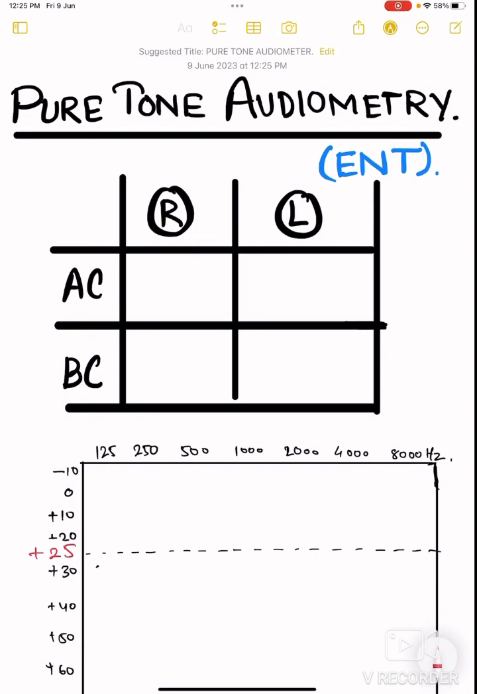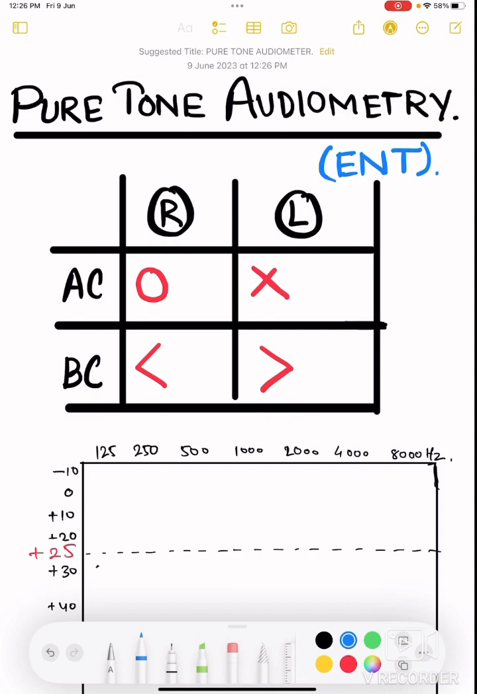First of all, how to denote the air conduction and bone conduction of left and right ear respectively. For denoting the air conduction in the right ear, the sign is 0. For denoting the bone conduction in the right ear, the sign is like this. And for denoting the air conduction in the left ear, it is cross. And for bone conduction, it is like this.